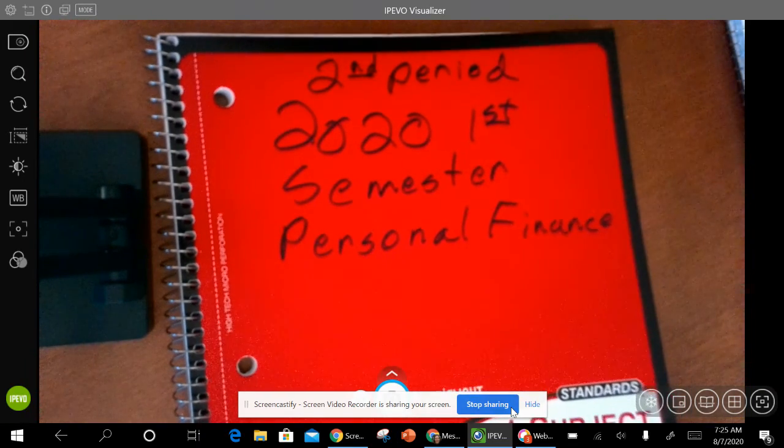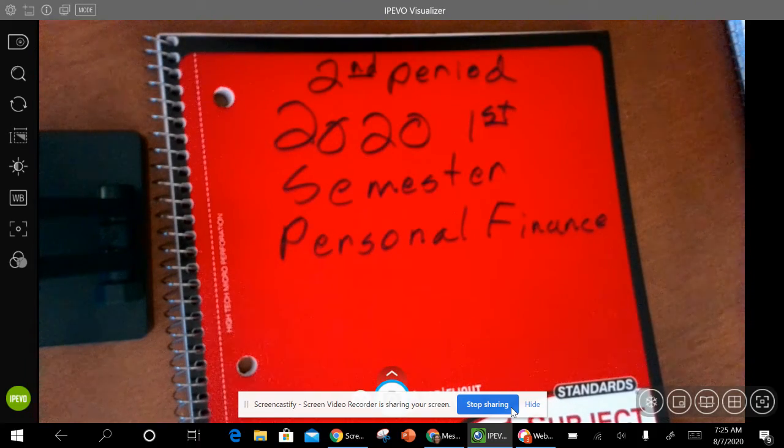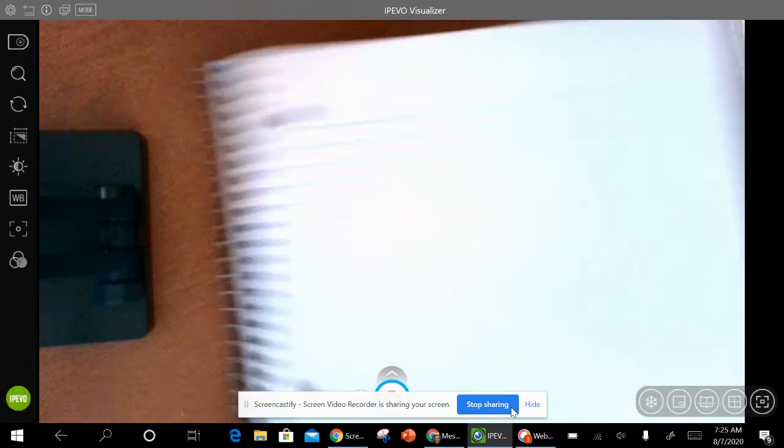For personal finance, the first chapter is chapter 2. It's called Modeling a Business. So it is all about economics. You're going to see it overlap from your economics class, but it's from a consumer point of view. So we take a different point of view on it.